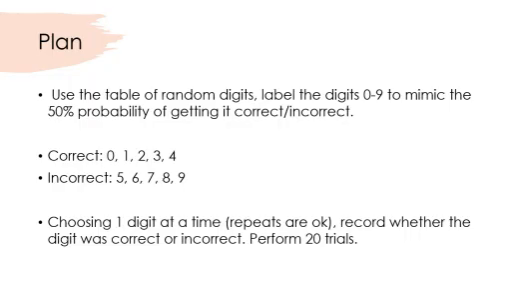I'm choosing one number at a time from this random table. If they repeat, they are fine. Repeats are okay. And then I'm going to record my digits as incorrect and correct. I'm going to do this 20 times. So right there, I'm stating everything: how I'm doing it, what each one represents, whether repeats are okay, and how many times I'm doing it.